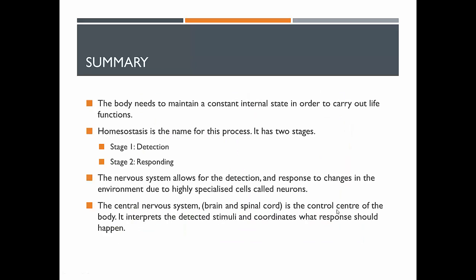Alright, so that was your first flipped video. What did we learn? Well, the body needs to maintain a constant internal state in order to carry out life functions. Homeostasis is the name for this process. It has two stages: Stage 1, detection, and Stage 2, responding. We also learned that the nervous system allows for the detection and response to changes in the environment due to highly specialized cells called neurons. And the central nervous system, the brain and the spinal cord, is the control center of the body. It interprets the detected stimuli and coordinates what response should happen.